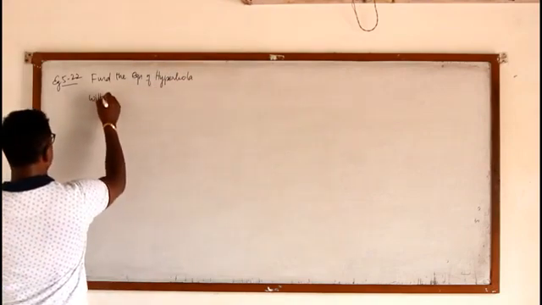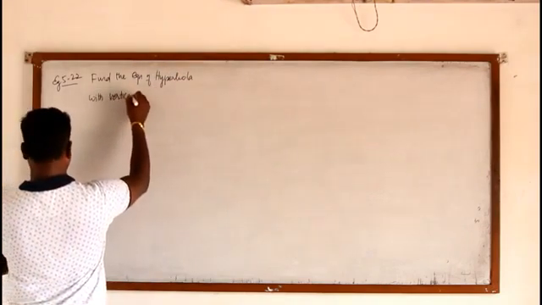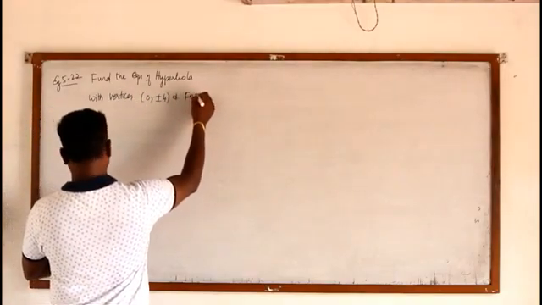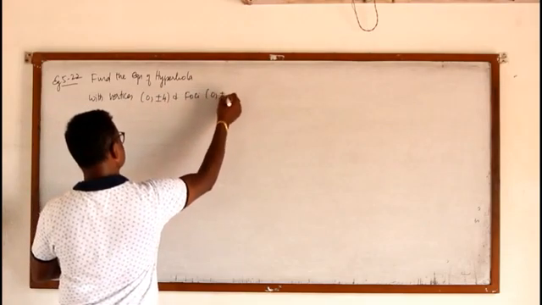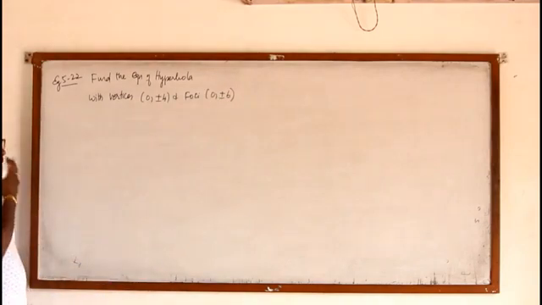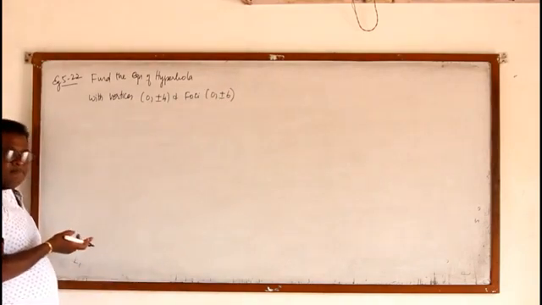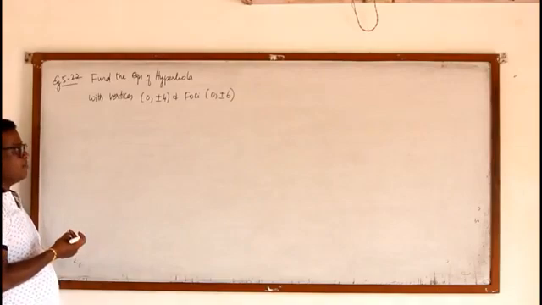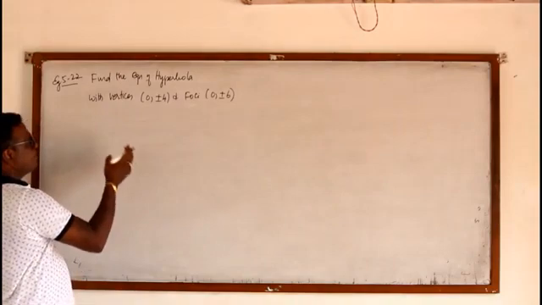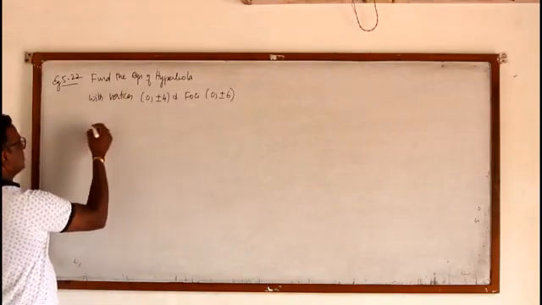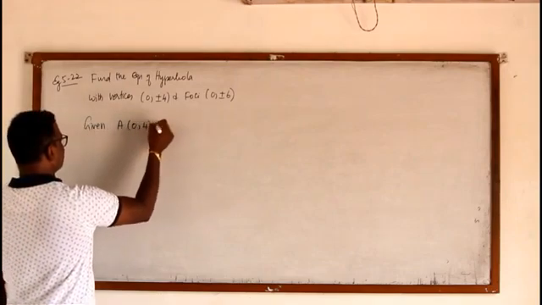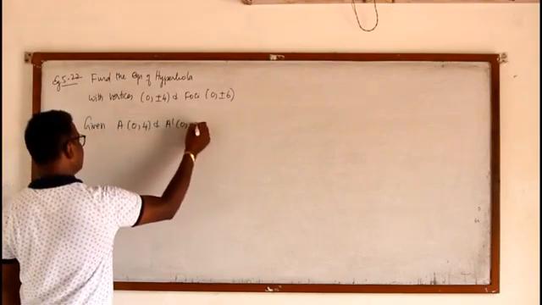With vertices 0 comma plus or minus 4 and foci 0 comma plus or minus 6. So as usual, we have to find the center, the transverse axis, a square and b square for the hyperbola. That is the same thing we did for the ellipse; the same thing we are going to follow for the hyperbola also. So given A of 0 comma 4 and A dash of 0 comma minus 4.